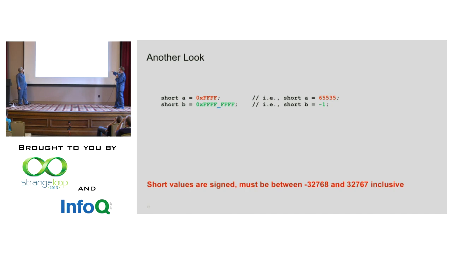And the first one is 0xFFFF, which is about 65,000. So it's twice as big. It's clearly greater than the maximum short. And the compiler can tell at compile time that this shouldn't be allowed.